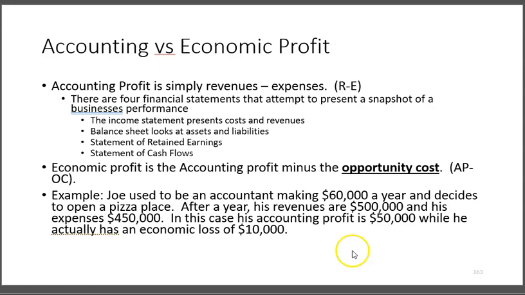Okay. And so, a very simple example I would use here, let's say that we had Joe that used to make $60,000 a year as an accountant. So he's an accountant in a small town making 60 grand a year, and he decides to open a pizza place. So after a year, he's made 500,000 in revenues. His expenses are 450,000, and that will result in an accounting profit of 50,000, simply the 500 minus the 450. He has, however, incurred an economic loss of 10,000 because his next best alternative is to have been making 60,000 as an accountant.